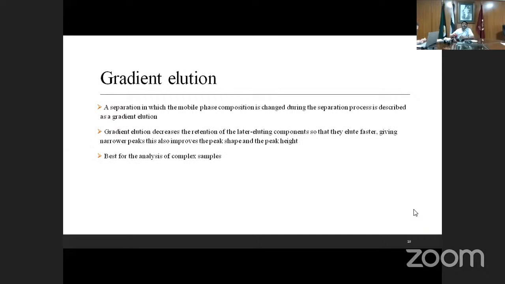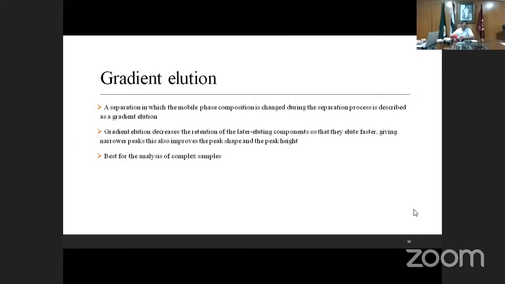Gradient mode, which we discussed already, is the more common elution in HPLC. It is a separation in which the mobile phase composition is changed during the separation in a gradient. If you are doing column chromatography, you are also changing the polarity of the solvent with respect to time. Gradient elution decreases the retention of the later eluting components, so that they elute faster, giving narrow, sharp peaks. This also improves the peak shape and the peak height.